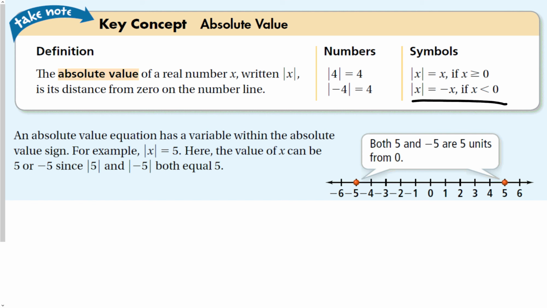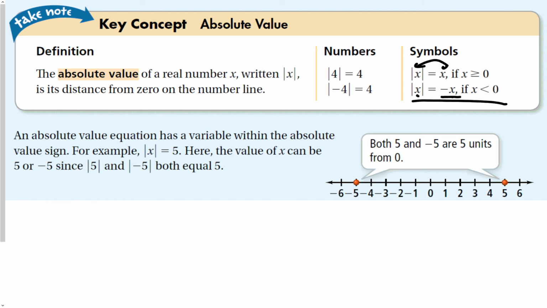The formal algebraic definition looks a little different because it says if the thing inside the absolute value is greater than or equal to 0, these two are the same. If the thing inside the absolute value is less than 0, then it's the opposite of x. You're probably thinking it's weird that a negative comes out of an absolute value, but it's really not. We're taking the thing inside the absolute value and changing its sign if it is negative.